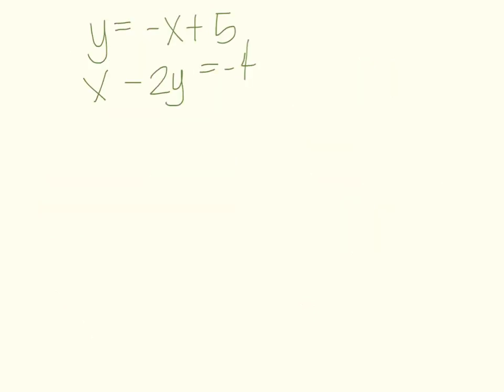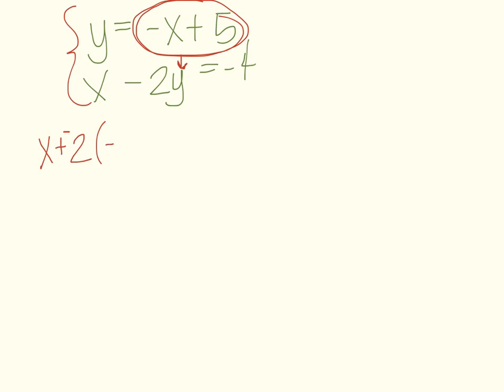Let's try this one. I have y equals negative x plus 5, and x minus 2y equals negative 4. Since I have y equals, I'm going to take what that is and replace it for that same variable of y. So let's first start by rewriting this equation. I'm going to do x minus 2, or plus a negative 2. Now because I would want to do 2 times y, and y is going to be this whole thing, you need to put it in parentheses. So negative x plus 5 equals negative 4.